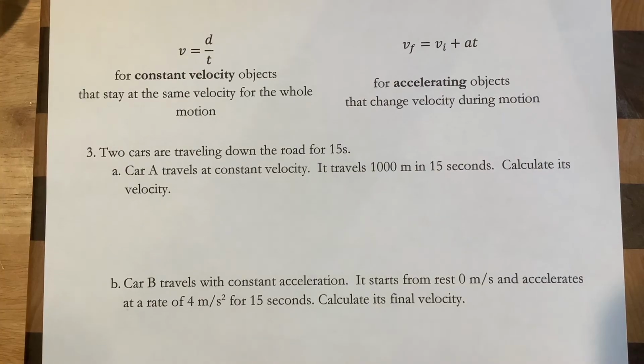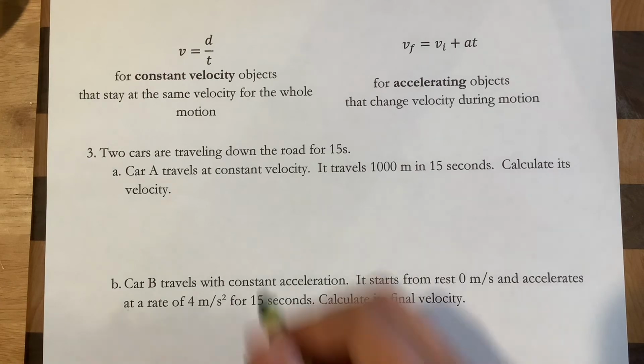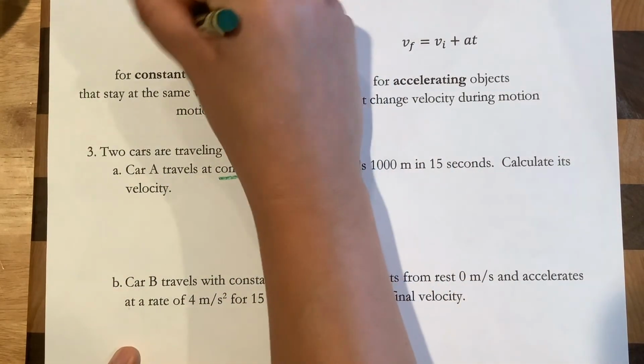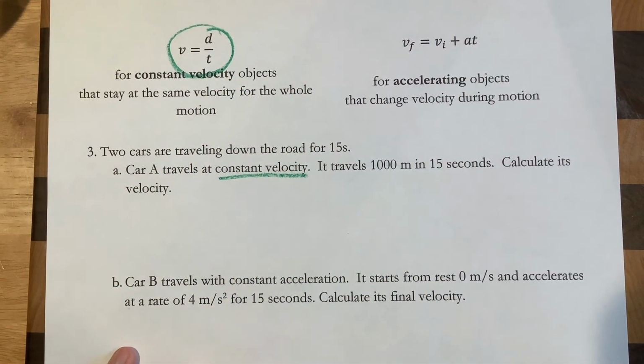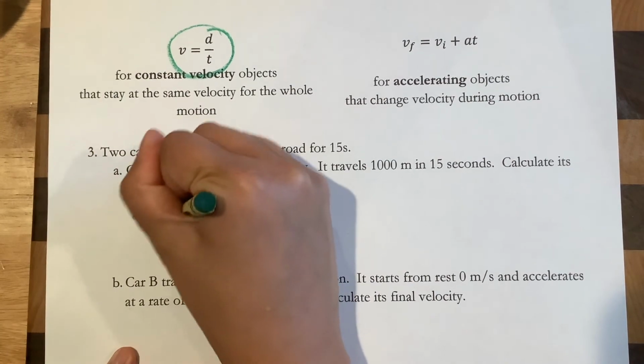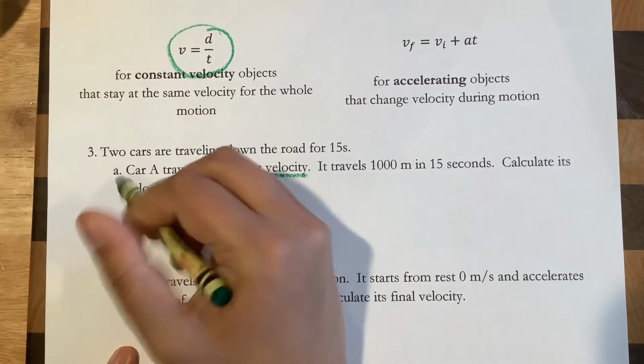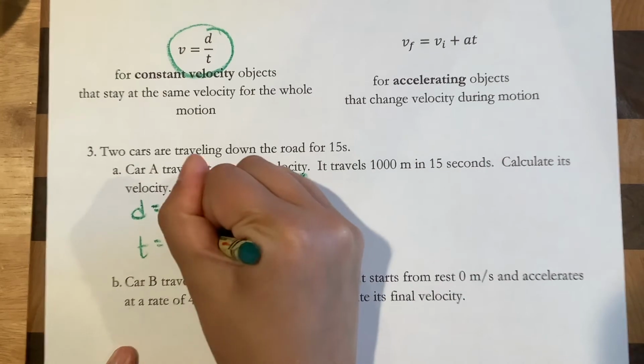Here's the last one I'll do with you guys, because this one is the tricky one. And it involves evaluating both equations side by side. So two cars are traveling down the road. One is constant velocity, so it's going to use this equation. It travels a distance of 1,000 meters in a time of 15 seconds.